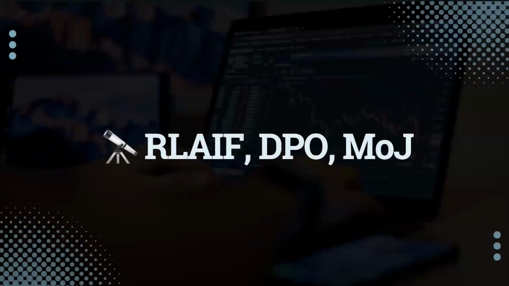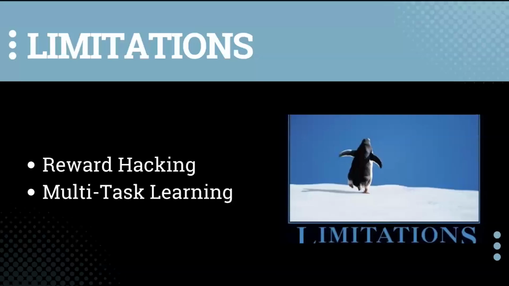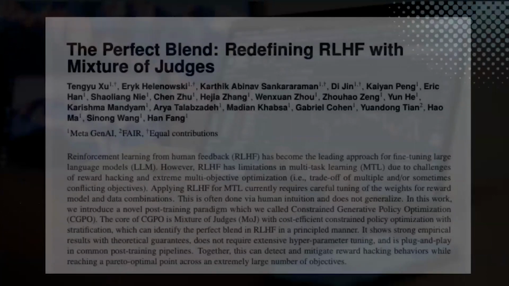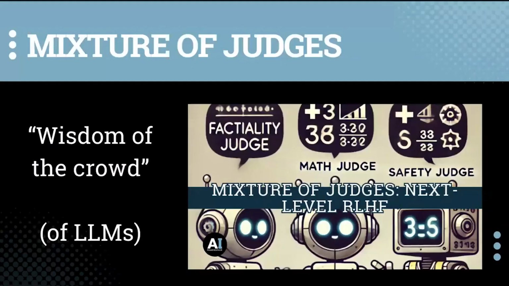We go further today, talking about mixture of judges. We know RLHF has limitations. Some of those limitations include learning how to do many, many tasks, which makes sense, and then reward hacking. Reward hacking is simply finding sneaky ways to get rewards. And so Meta put out this paper that's called The Perfect Blend. Blend of what? Blend of different judges or different sort of reward models, let's say.